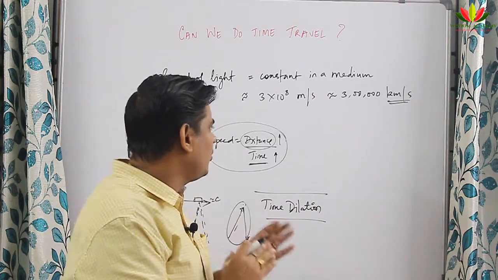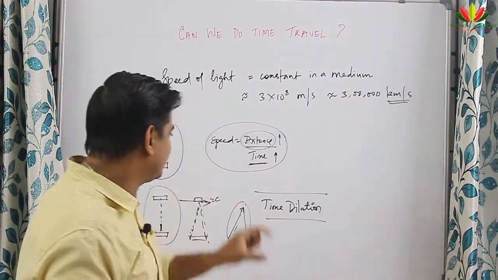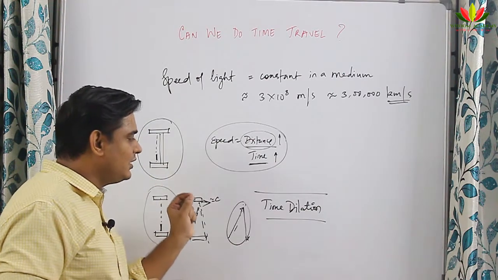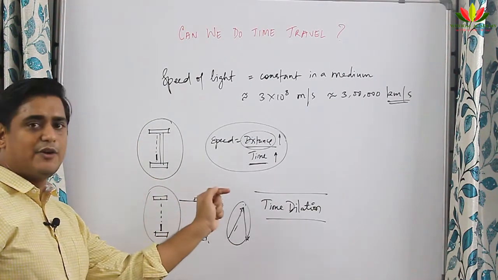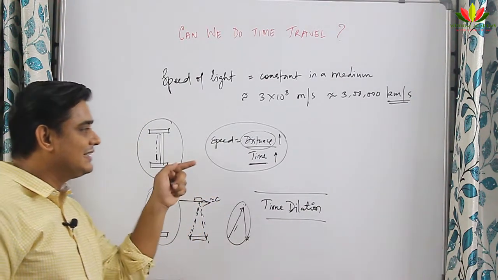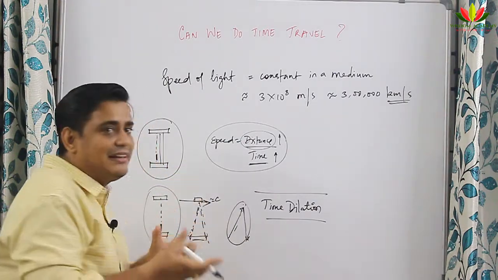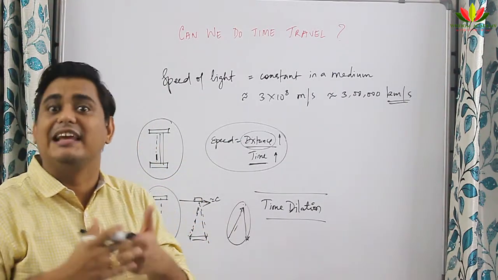I am not going to talk about length contraction in today's video. That's time dilation. So what you have understood is, if something is moving very fast, near to the speed of light, then the time taken for this thing will be a little less. So time actually starts dilating.